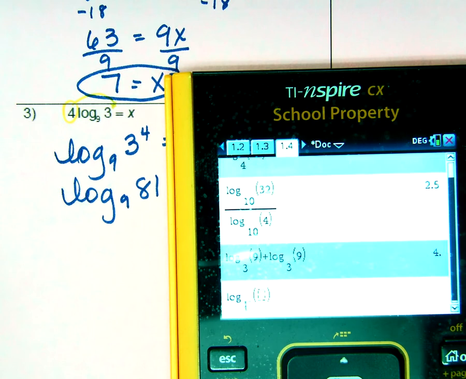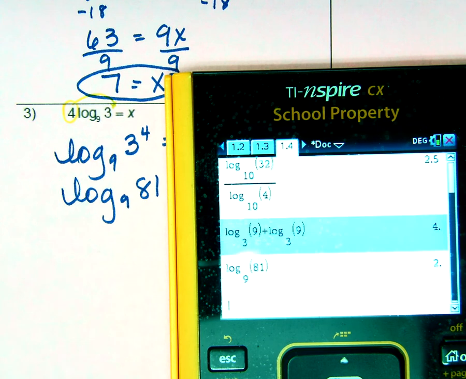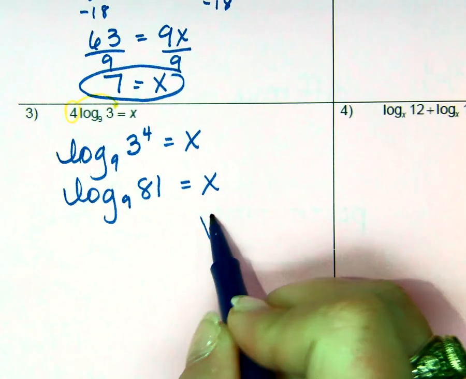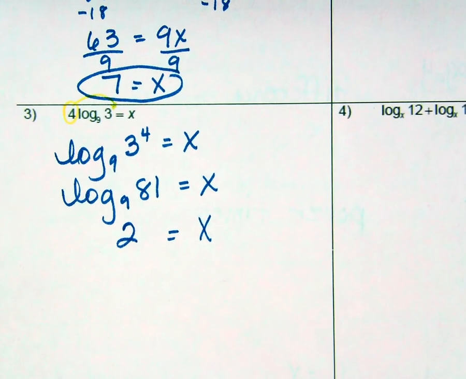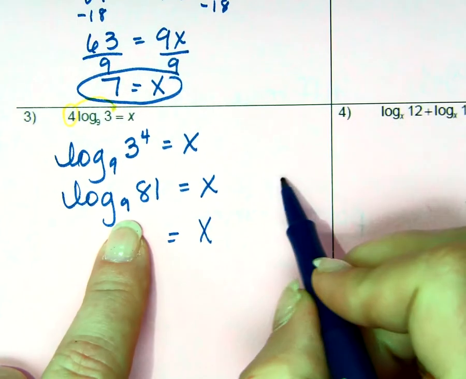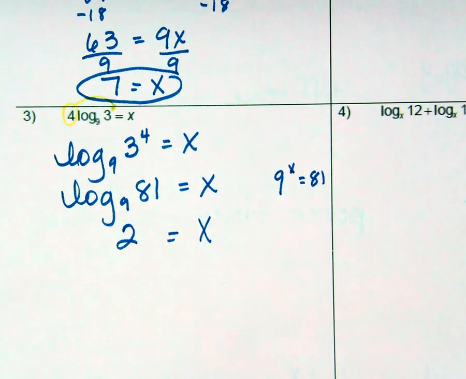Log base 9, whoops, that's not a 9, 9 of 81. Done. X equals 2. What would happen if I wrote it in exponential form? What would it look like? 9 to the x equals 81. Could we have figured out the answer that way? Yeah, we'd have to just use our brain, right? 9 to what power equals 81? Oh, 2. Okay, got it.